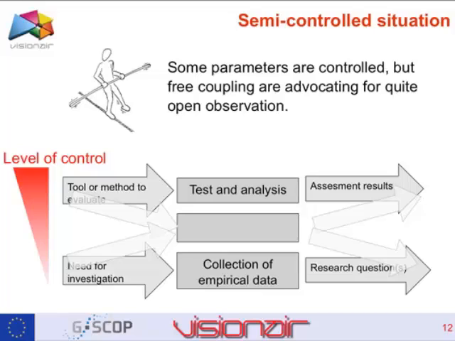So, level of control: you can see on the left part of the slide, going from the controlled to the uncontrolled, we are losing power and control on the parameters. And in that kind of situation, we are in the middle. But the result can be partly the same between the assessment results and the research questions.